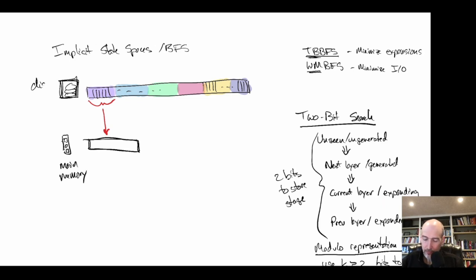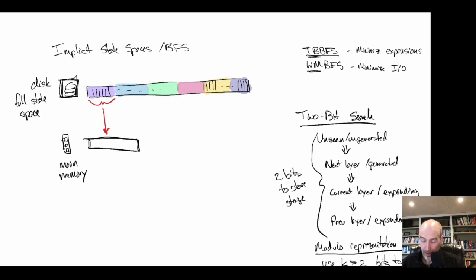Here we have disk, which has the full state space, and we have main memory, which is going to have one bucket. I call this a bucket because it corresponds to the way that we've broken up the state space into separate pieces. The idea of both 2-bit breadth first search and write minimizing breadth first search is that we take one of these buckets, load it into memory, process it in memory, and then generally write it back out to disk.